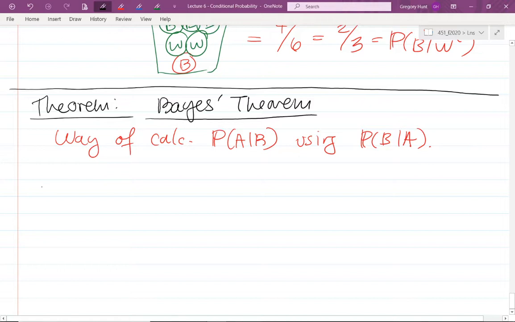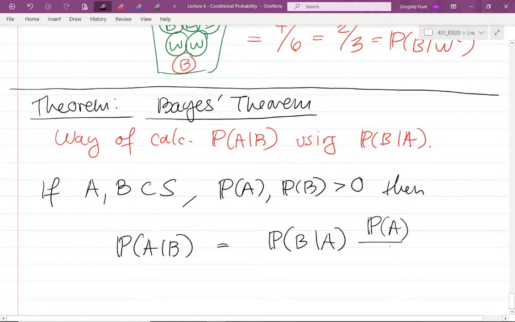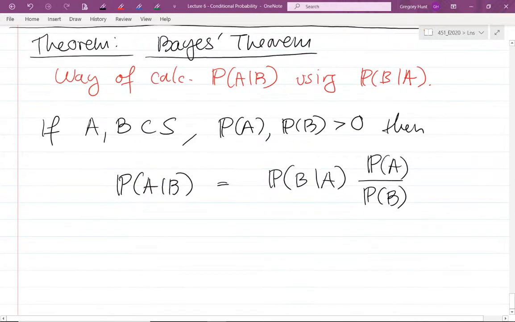The theorem says, let's say we have two events, A and B, and the probability of A and the probability of B are both positive. Bayes' theorem says that I can calculate the probability of A given B, and it's related to the probability of B given A, flipped around. It is the probability of B given A times a number. What number? It's the ratio between A and B: the probability of B given A times the probability of A divided by the probability of B.